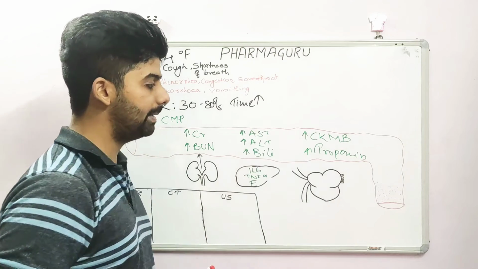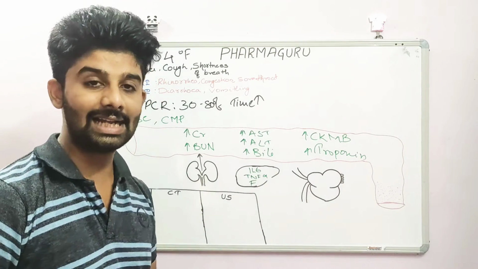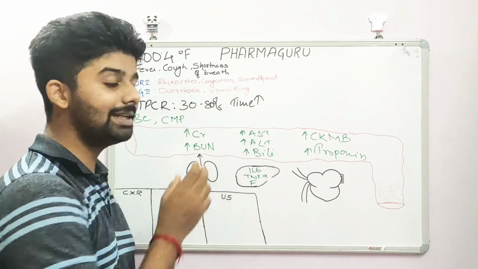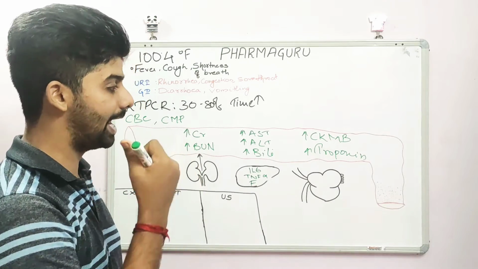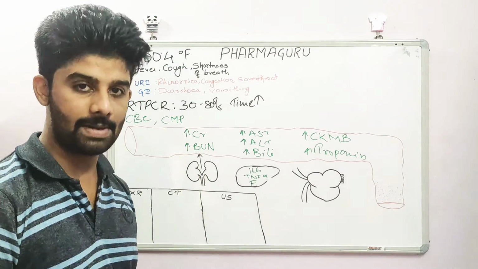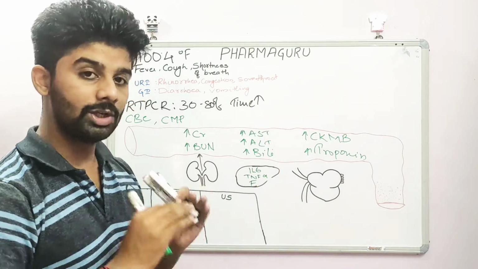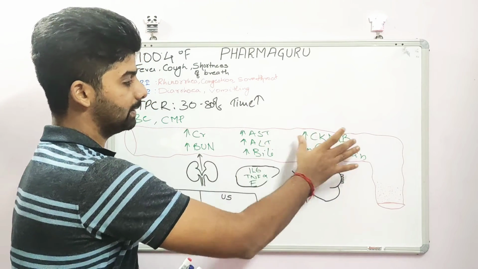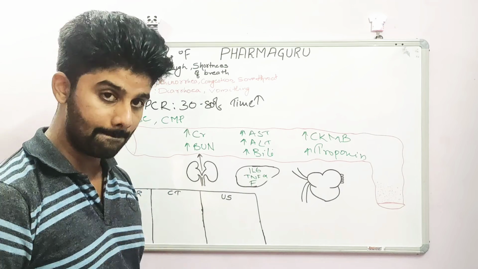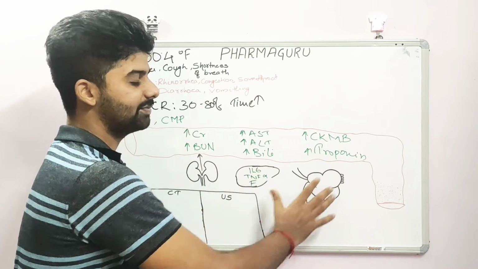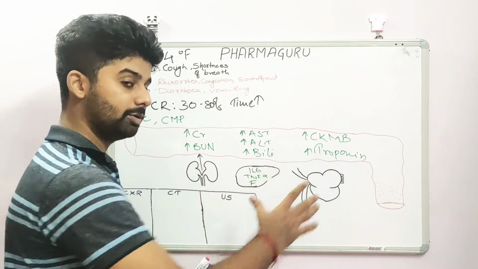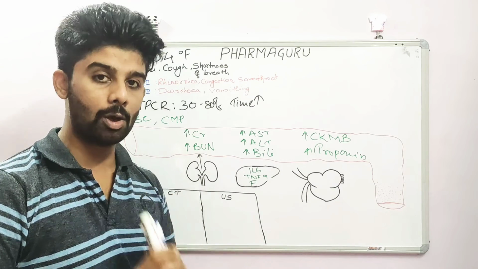See, CKMB stands for, the CK is a creatinine kinase enzyme, and the creatinine kinase has three isoenzymes, that is CKMM, CKMB, and CKBB. The CKMB is particularly for the heart. So if there is an elevated level of CKMB, it shows that the heart is facing some problem. And troponin, as we all know, is the biomarker for the heart.